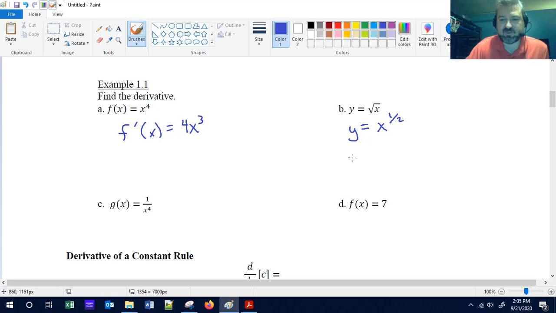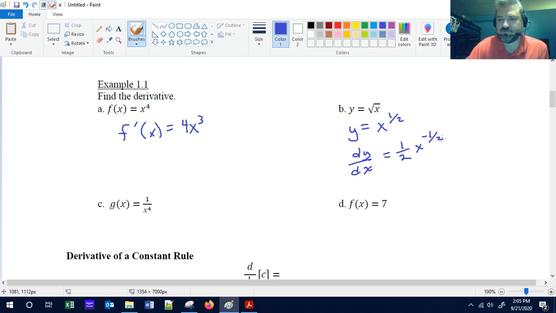And now I have a choice. I can write y prime or dy dx. Since it's new, let's use our new notation, dy dx for the derivative. Bring down the exponent and subtract 1. Well, 1/2 minus 1 is a negative 1/2. And there we have it.